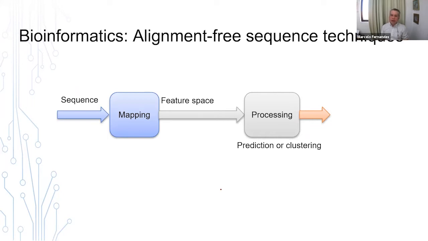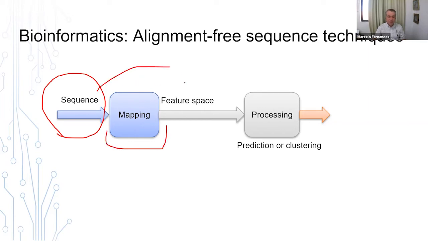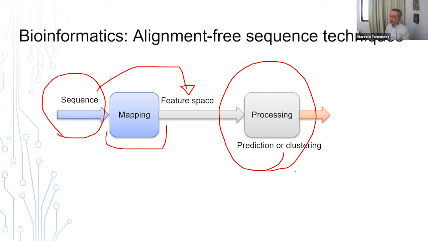When you work with alignment-free sequences, usually you have a DNA or RNA sequence, and you make a mapping to a feature space, and after that you have a processing algorithm that can make a prediction or cluster. Usually you have a mapping process and a processing process. There are many approaches to make the mapping, very simple approaches and very complex approaches. But all alignment-free sequence techniques use a mapping and a process. It's different from the alignment approach.